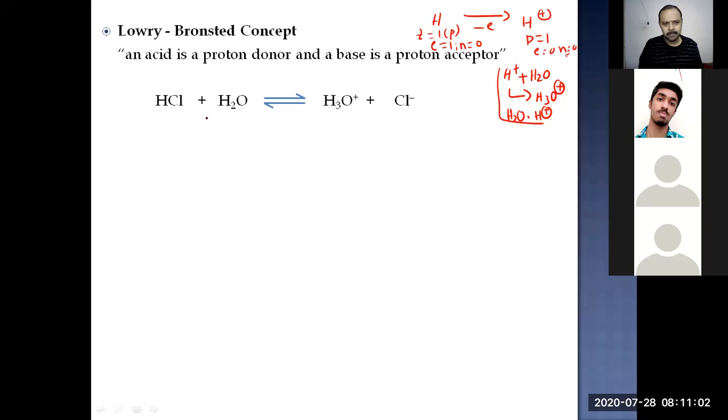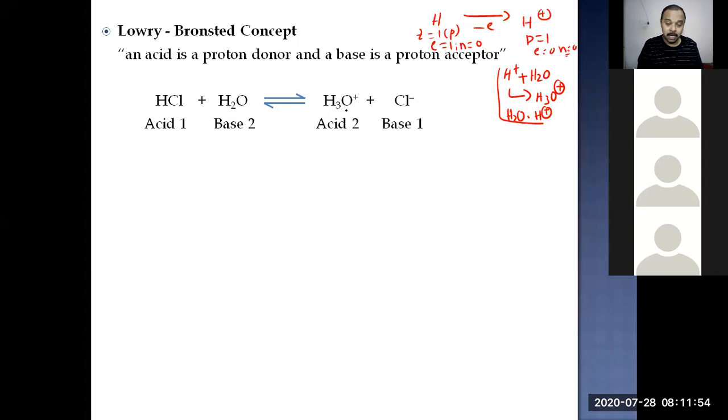Now in this, people have to tell me which is acid, which is base. HCl is acid, H2O is base. Now, acid is a substance which donates a proton. So HCl is acid. Base is a substance which accepts a proton. H2O after accepting a proton has become H3O plus. HCl after donating a proton has become Cl minus. Therefore, HCl is acid as it donates a proton. Water accepts a proton, therefore it is base.